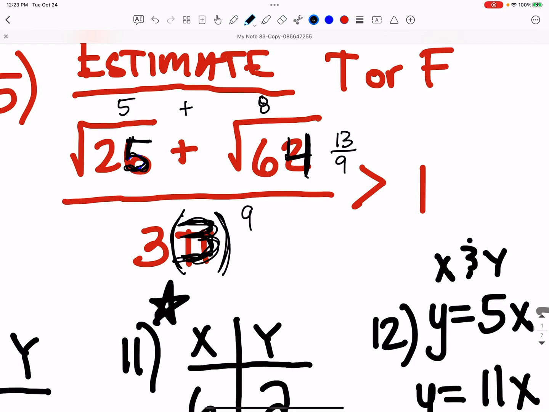Is 13 ninths bigger than 1? Yeah, 9 goes into 13 more than 1 time. 8 ninths is smaller than 1. 9 ninths is equal to 1. Anything bigger than 9 is bigger than 1. So yeah, that's true.